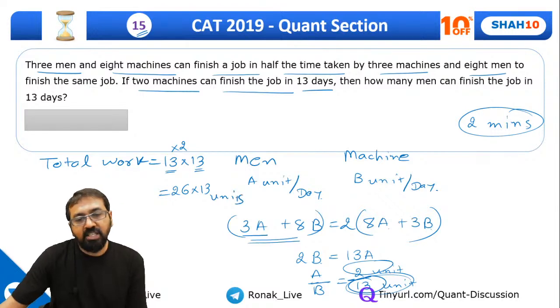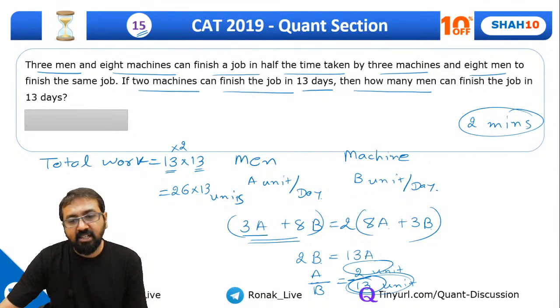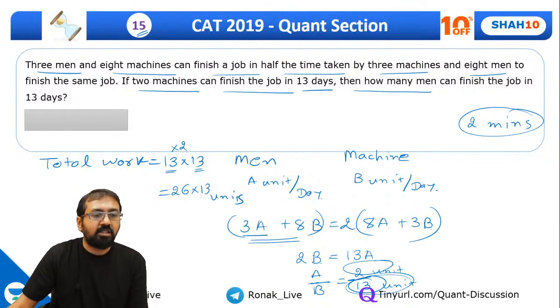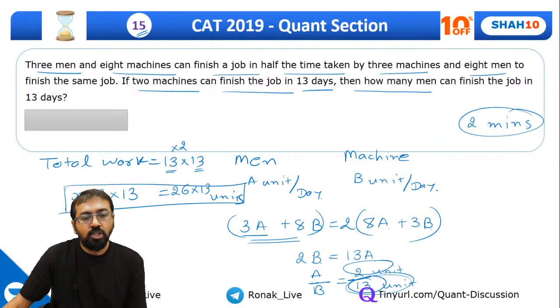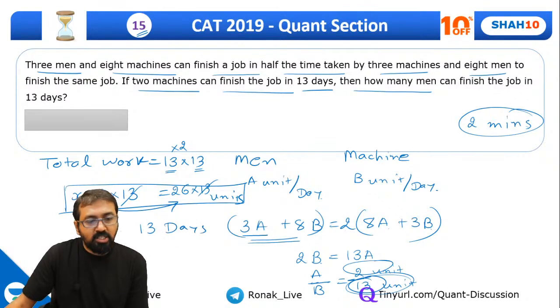Now what are we asked? How many men can finish the job in 13 days? So suppose there are X men and they are doing 2 units work per day and they are taking 13 days. So can I say this should be equal to this unit work? So if we just solve it, we'll get X as 26 by 2, that is 13. So X will come out to be 13.